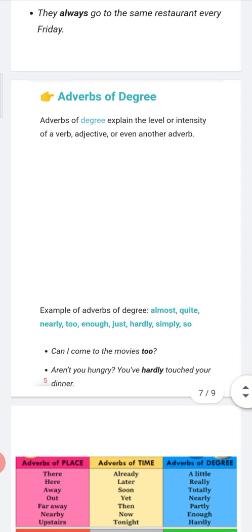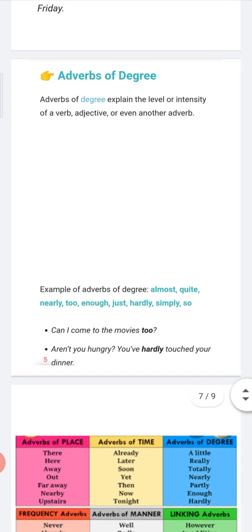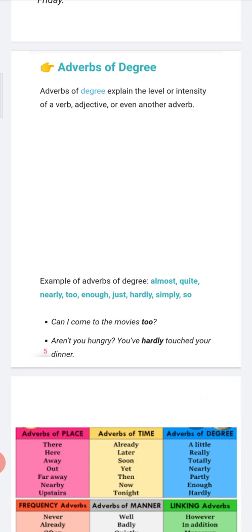So let's see examples of adverbs of degree: almost, quite, nearly, too, enough, just, hardly, simply, so. Example: Can I come to the movies too? So the person is willing to join the group. Aren't you hungry? You have hardly touched your dinner. So the person is asking whether he or she is not hungry, because that person has not touched the dinner. You can take some more examples, like: he was just leaving. So here leaving is the verb and just is enhancing or modifying the verb.